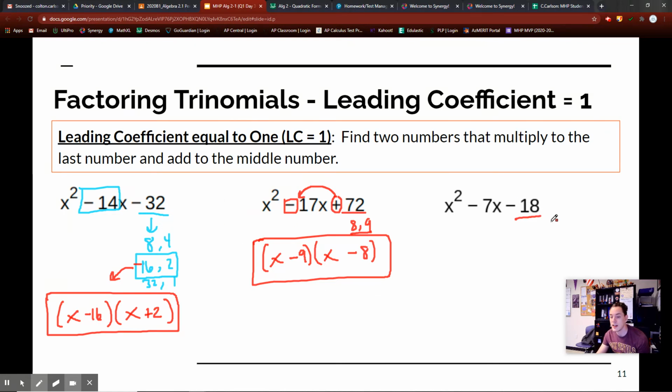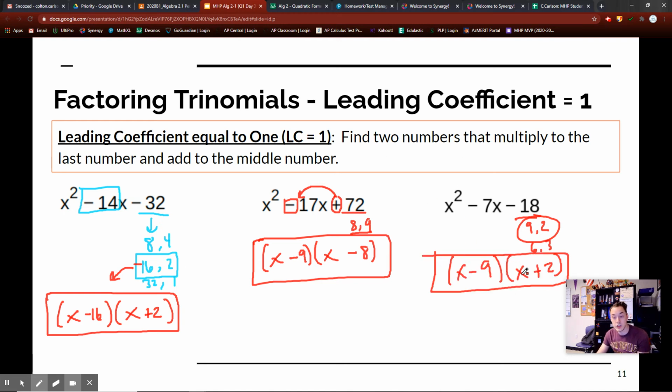Here, what are factors of negative 18? Factors of negative 18 are simple, just 9 and 2 and then 6 and 3. But which one is probably going to somehow, some way add up to negative 7? 9 and 2. So go ahead and do this one on your own, and then pause the video and see if you can get it right. Do it now, please.